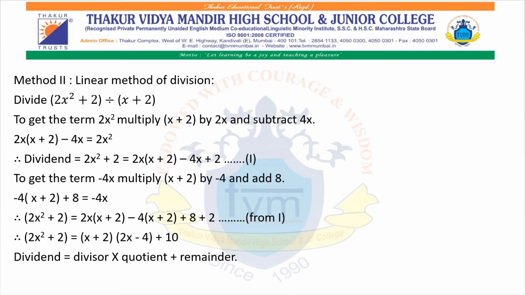To get the term minus 4x, multiply x plus 2 by minus 4 and add 8. Minus 4 in the bracket x plus 2 plus 8 is equal to minus 4x. Therefore, 2x square plus 2 is equal to 2x in the bracket x plus 2 minus 4x plus 2 plus 8 plus 2 from the first equation. Therefore, 2x square plus 2 is equal to x plus 2 in the bracket 2x minus 4 plus 10, dividend is equal to divisor into quotient plus remainder.